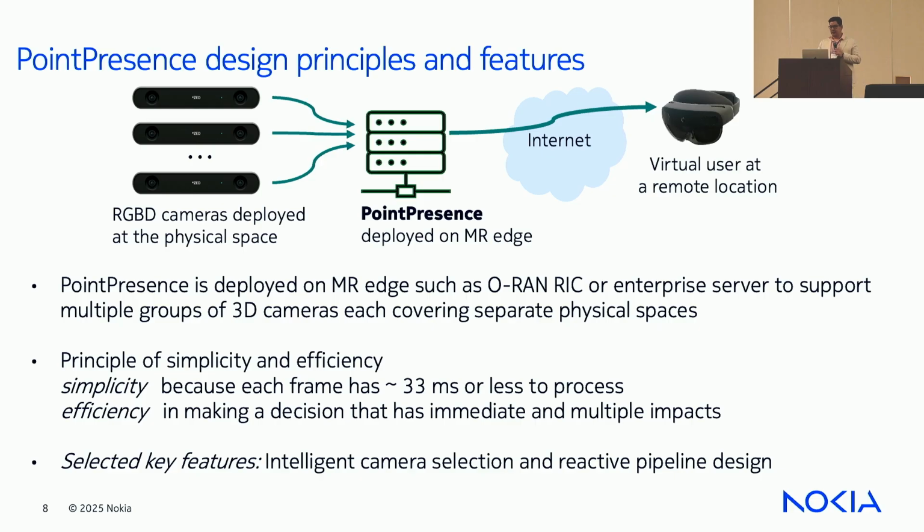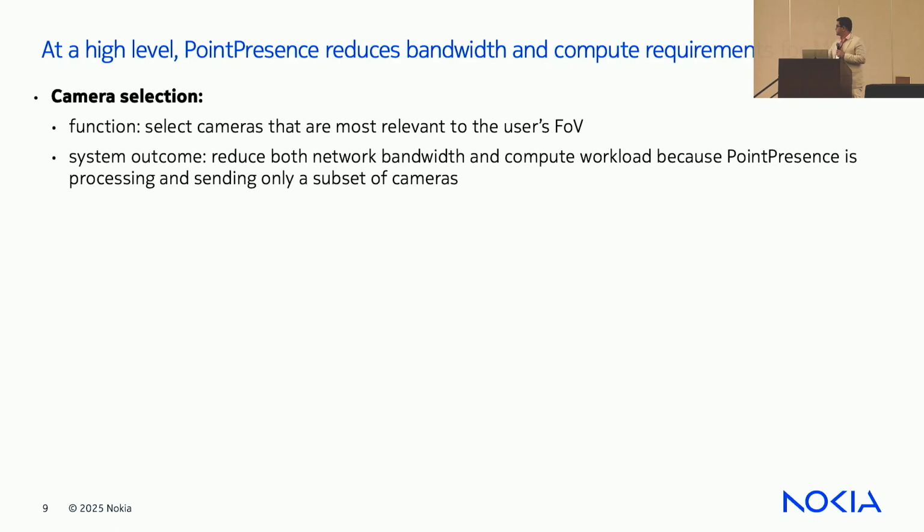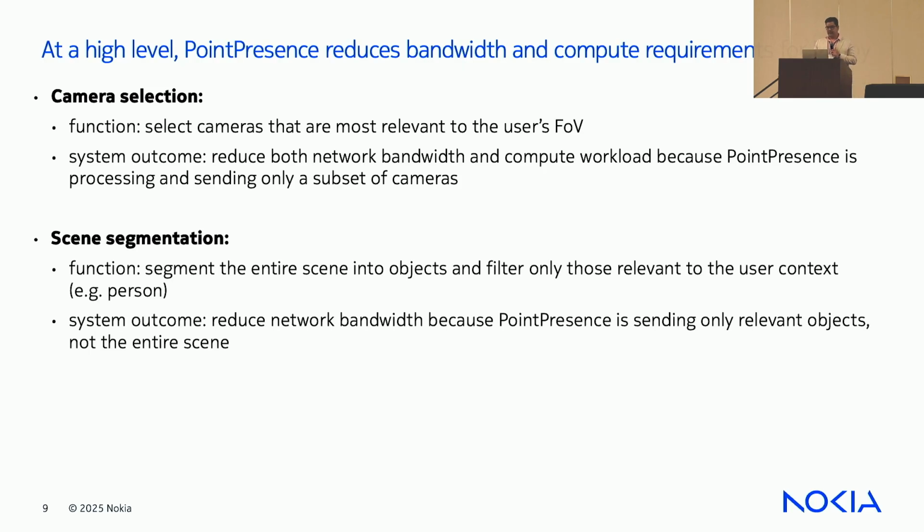The key features of PointPresence are intelligent camera selection and reactive pipeline design. At a high level, PointPresence reduces bandwidth and compute requirements, first by camera selection. It selects the cameras that are most relevant to the user's field of view, and the outcome is that it reduces network bandwidth and compute workload on the MRH because it processes only a subset of cameras instead of all of them. And second, PointPresence uses scene segmentation. It segments the entire scene, filters only the relevant objects and sends them to the user. So it reduces the network bandwidth required for telepresence.